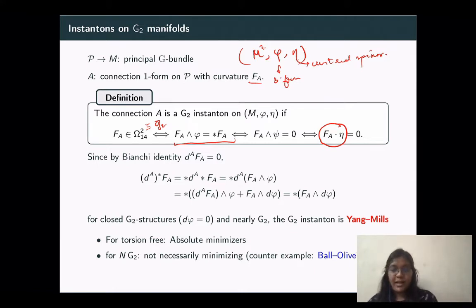What happens is when we have a specific type of torsion, the properties of G2 instantons might differ, but the definition remains the same. So one thing, once we have an instanton, it's a natural question to ask whether it's Yang-Mills, and that just means whether d_A star F_A is 0. So we will see that if we take d_A star of F_A, then that is just given by star d_A star F_A, and from this second equation we have that this is just star d_A F_A wedge phi.